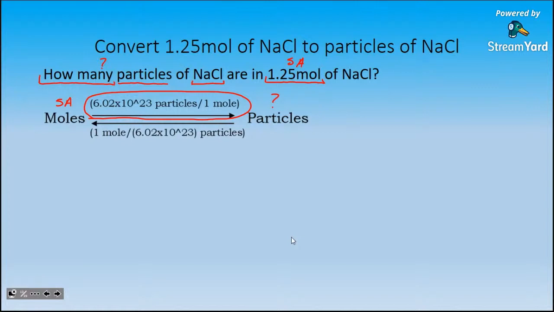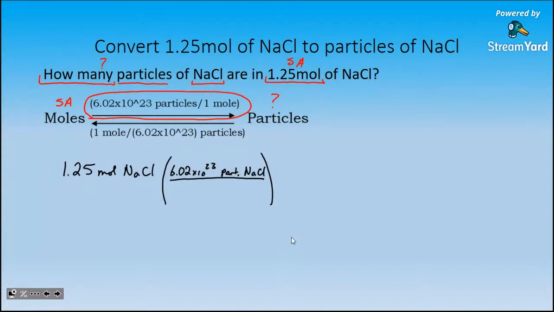So I'm going to take my starting amount, 1.25 moles of NaCl. And again, I'm starting with a compound, but I just as easily could have used just a plain element like sodium or chlorine. I'm using the compound just because. So if I'm trying to find particles, according to my roadmap, I'm going to need Avogadro's number, so 6.02 times 10 to the 23rd particles of NaCl, and we typically abbreviate that as part, and then per 1 mole of our substance.